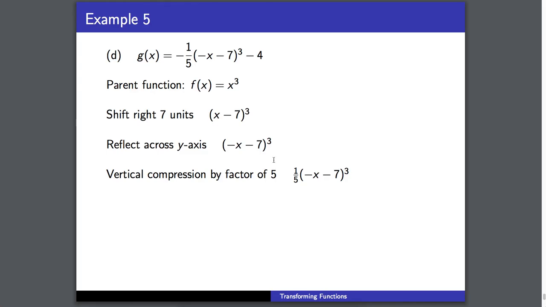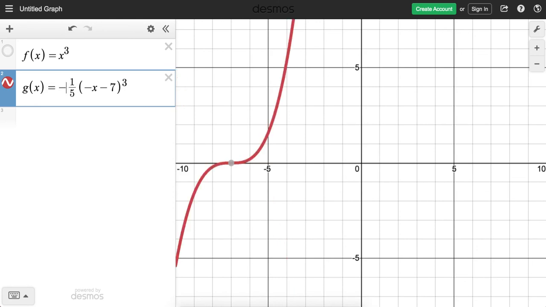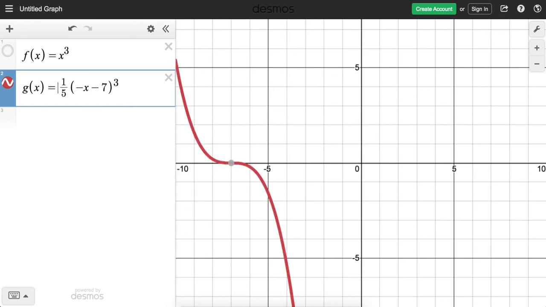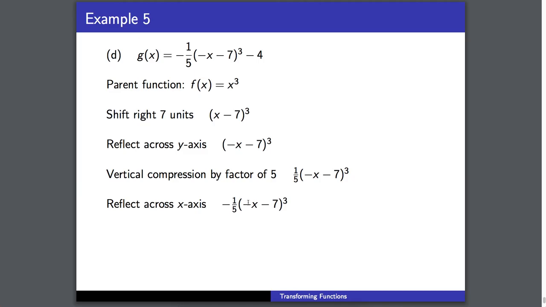Alrighty, we also have a reflection across the x-axis because of the negative that's in front of the 1/5. So we actually can do 2 reflections of this graph, and now we're going to flip this graph over the x-axis, and it's like, you know, John Travolta in Saturday Night Fever. Staying alive, staying alive. No? Okay. I had fun doing it, so whatever.